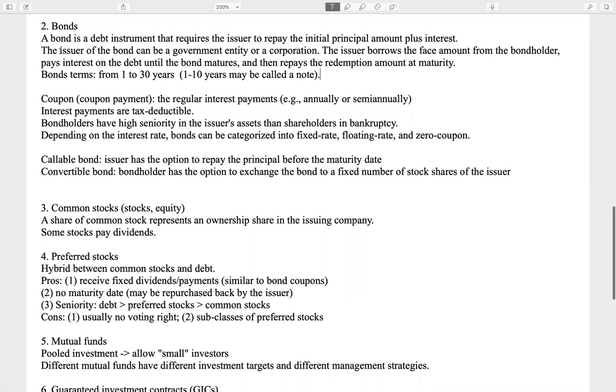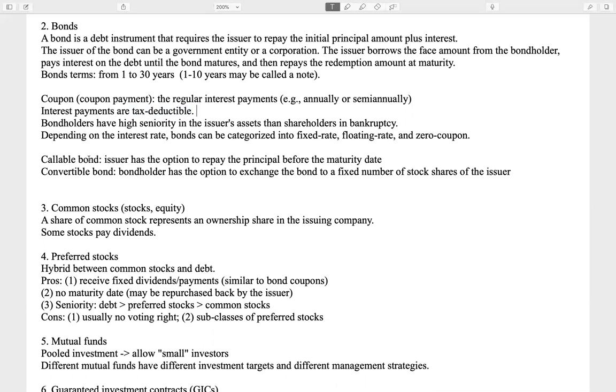The good thing about bonds is that the interest payments are tax deductible, right? Deductible, not tax free. Okay. Treasury bills are tax free. For bonds, the interest payments are tax deductible. They give you some kind of tax advantage.